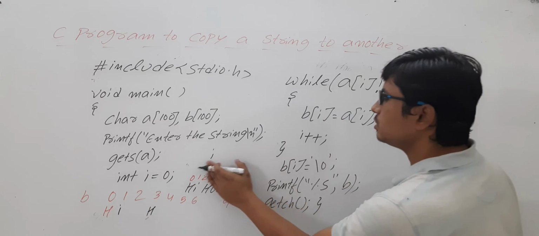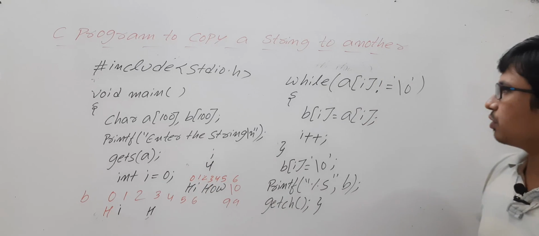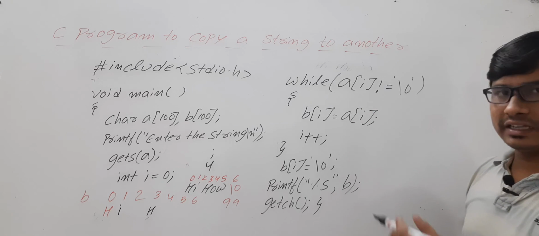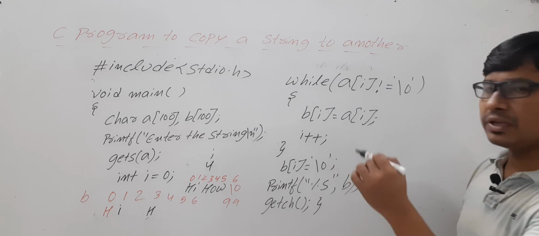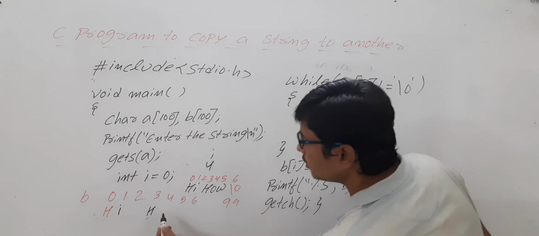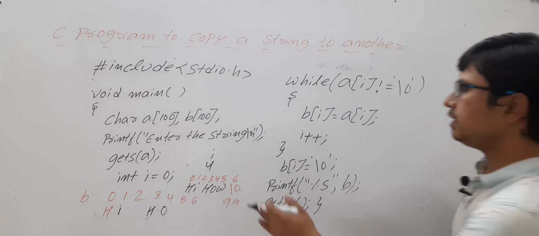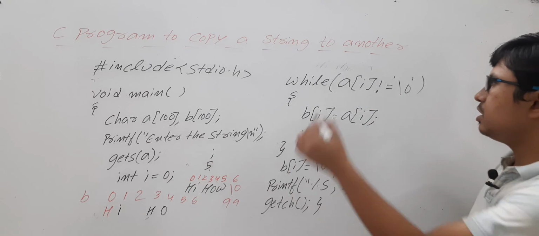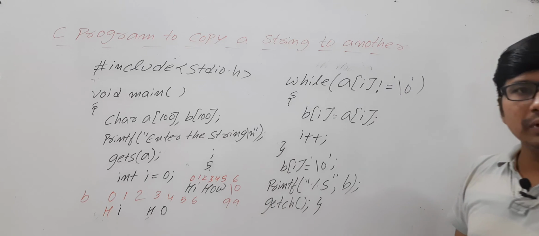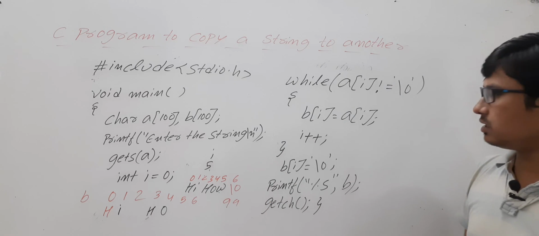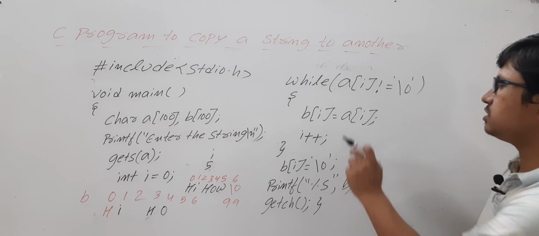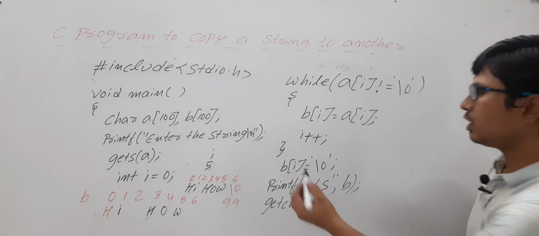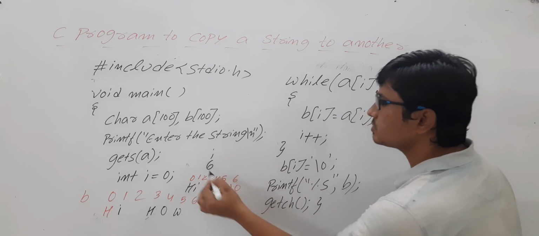Then I plus plus, you will increment the I value, become 4. Now A of 4, which is o, is not equal to backslash 0. Again the condition is true. So you will write B of 4 is equal to A of 4, which is o. Then I value will become 5, because you have a statement I plus plus. Now A of 5, which is w, is not equal to backslash 0. Again the condition is true. So B of 5 is equal to w. So that will come here. Is it clear? Now I plus plus. So now I value will become 6.